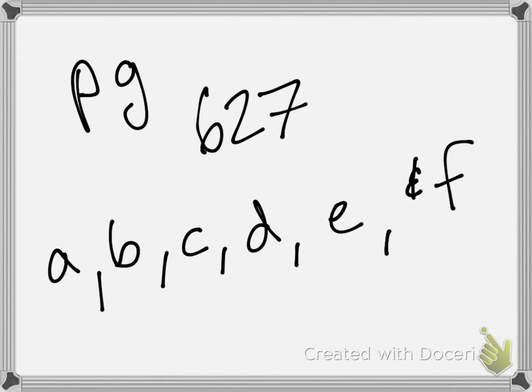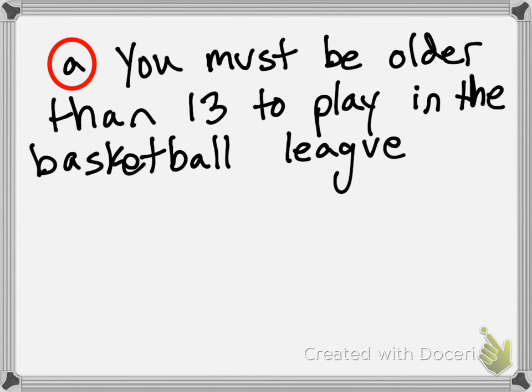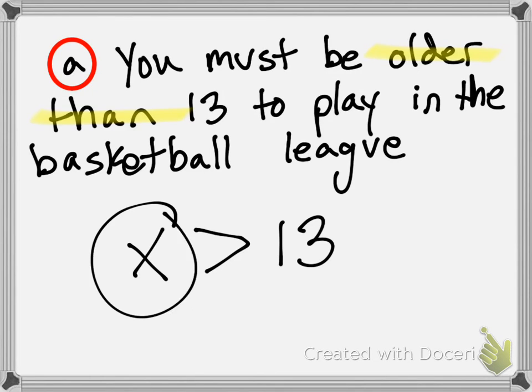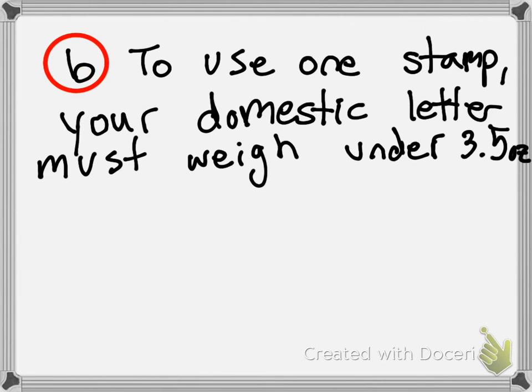So go to page 627. We're going to do A, B, C, D, E, F. This one, you must be older than 13 to play. Older than, Daniel, what does that mean? X is going to be what? Greater than or less than? Greater than 13. How do we know it's not greater than or equal to? Rocco? Older than. We don't see older than or equal to or at least 13. We see older than. So X has to be any number greater than 13.